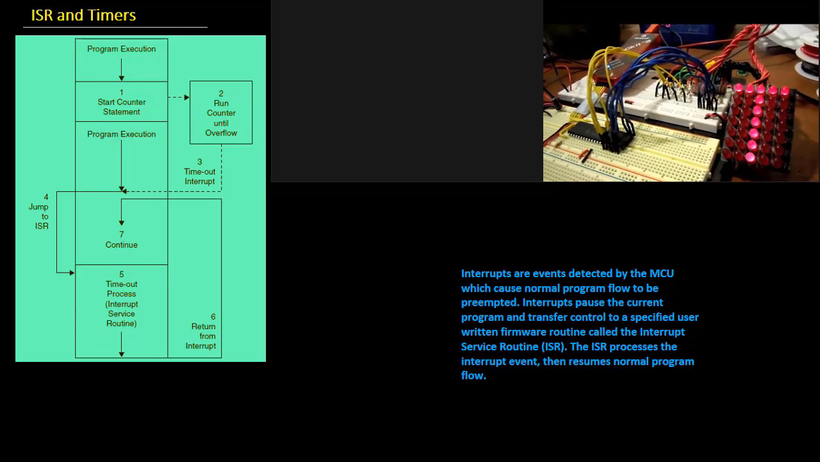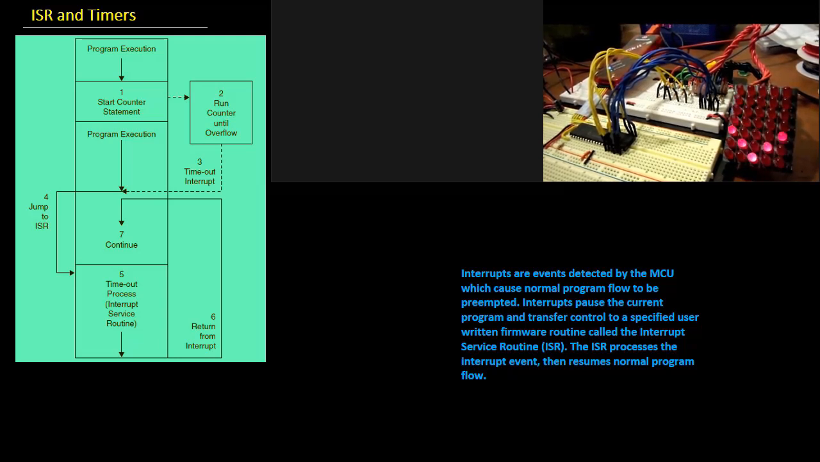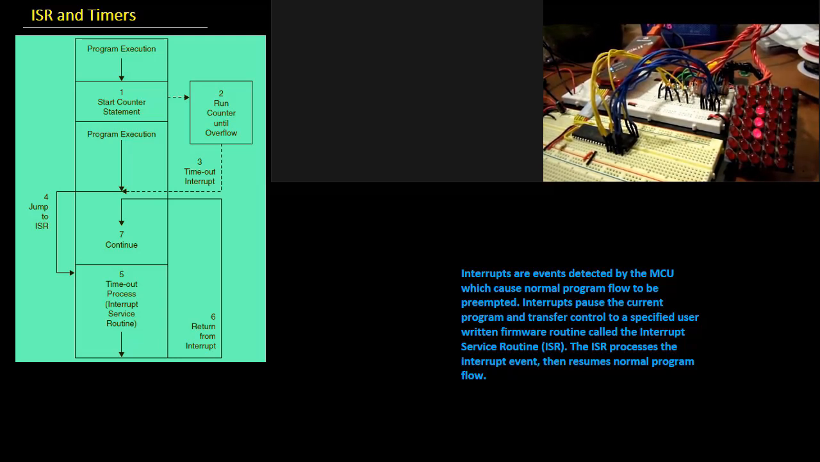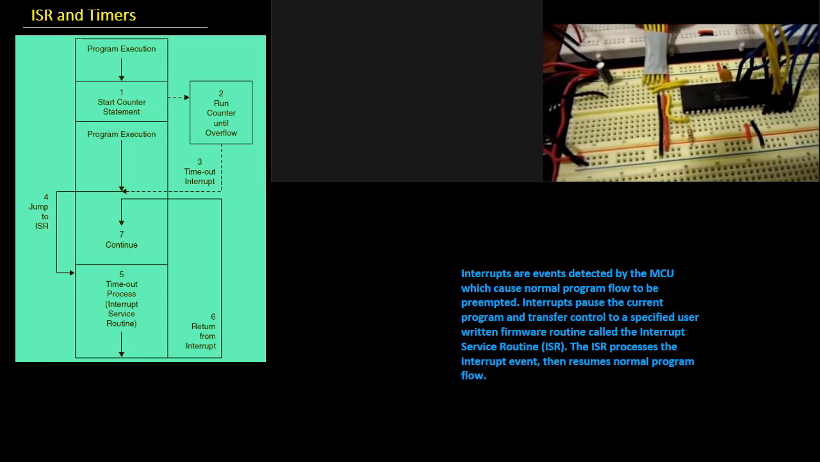Interrupts are events detected by the MCU, which cause normal program flow to be preempted. Interrupts pause the current program and transfer control to a specified user-written firmware routine, called the Interrupt Service Routine, ISR. The ISR processes the interrupt event, then resumes normal program flow.